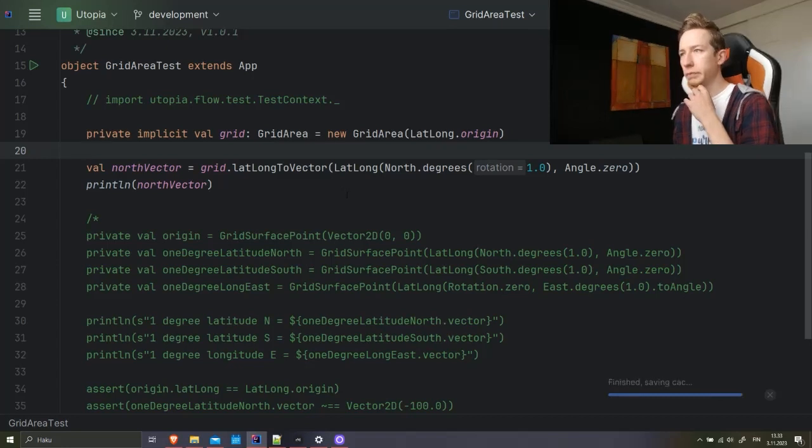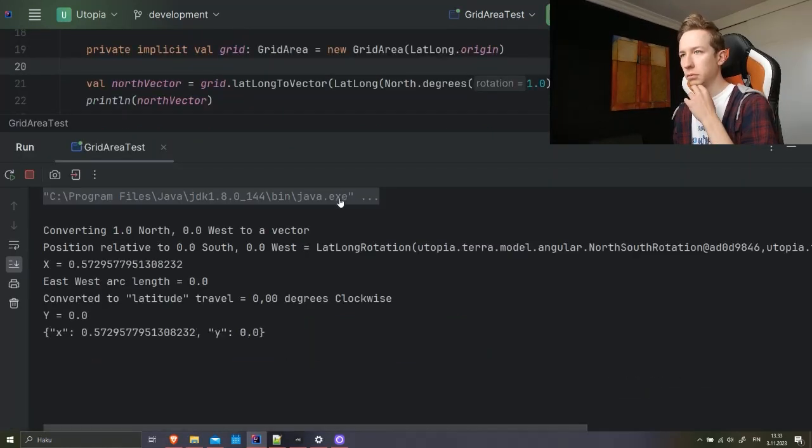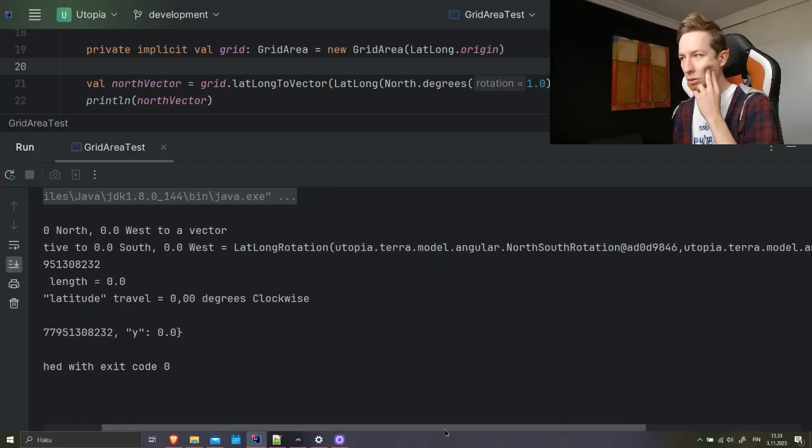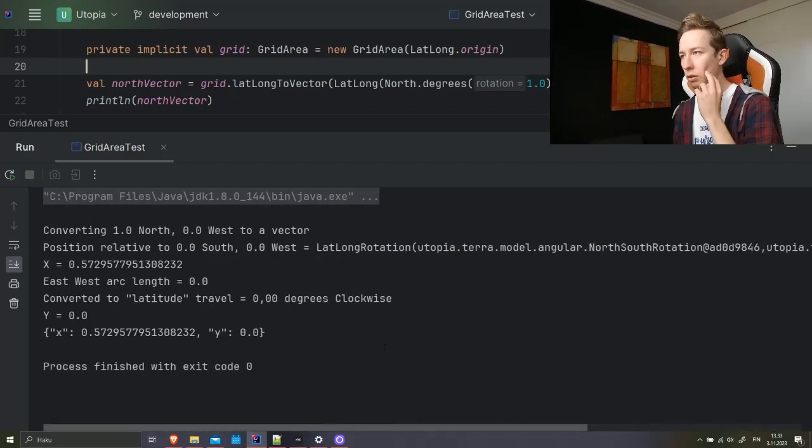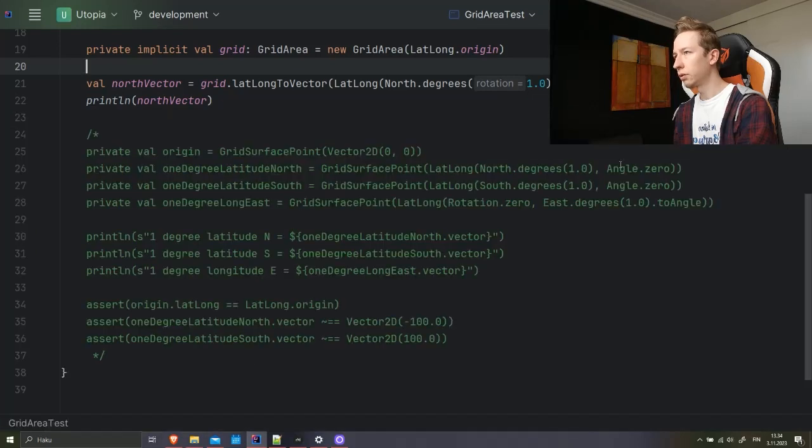1 north, 0 west, that looks good. 0 south, 0 west, that looks good. Okay, we didn't have a rotation toString, so that we need to add. And from this we get x. Yeah, this was basically the value we were checking. So let's first add a toString to this lat long rotation instance so that we can see what's going on there.